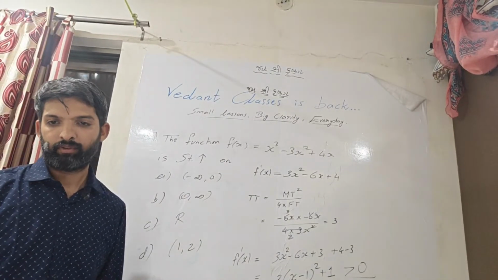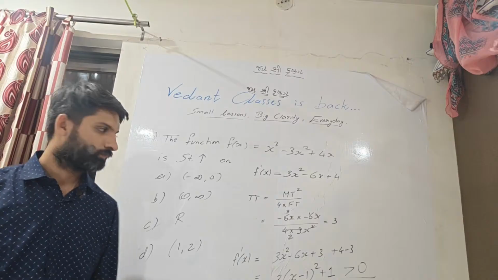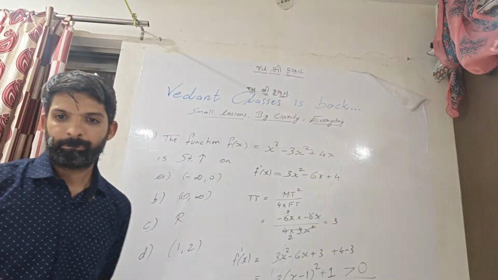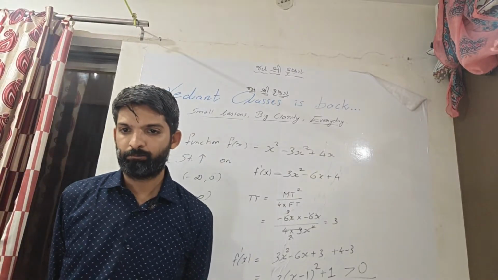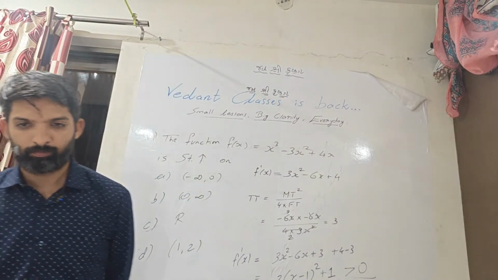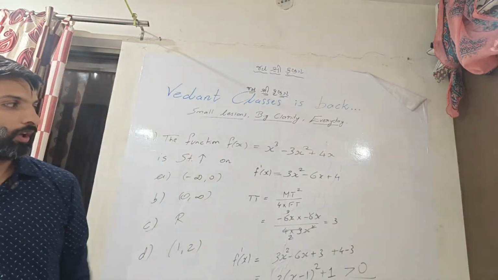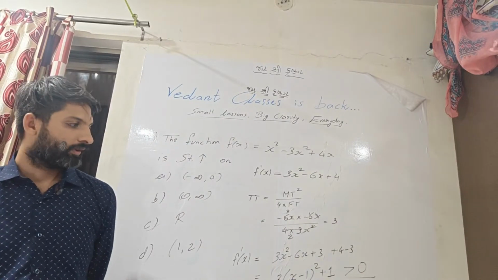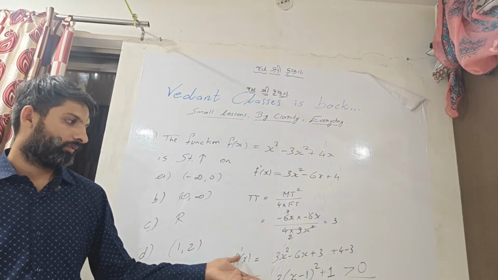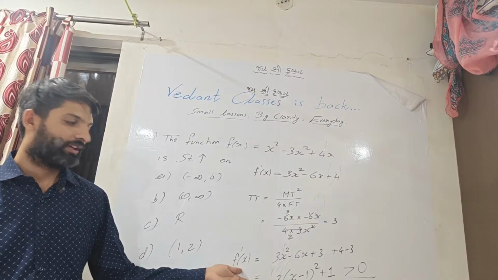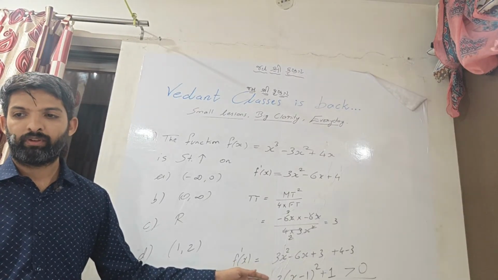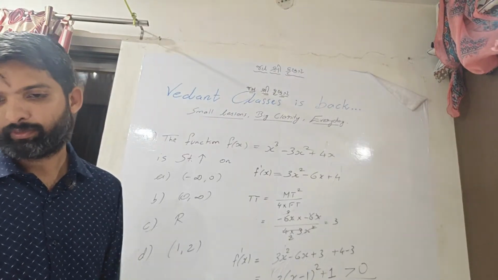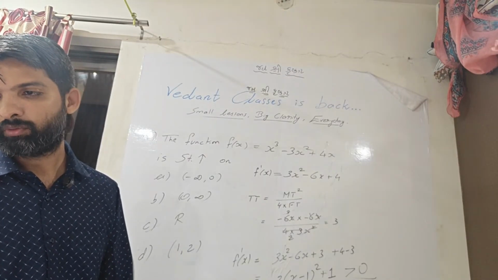Any doubt you can ask. Whenever you get a quadratic, try to make it a perfect square. In the last exercise 6.3, the first 4 questions were given like this. Any doubt?